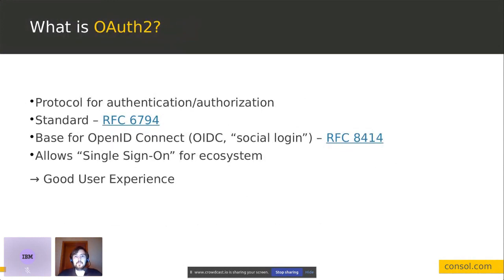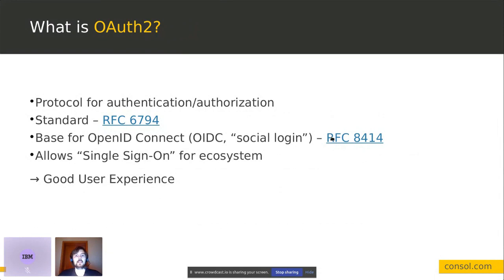This is where OAuth 2 comes in. It's a protocol for authentication and authorization. It's standardized in RFC 6749. So we don't have a specific login. There are a lot of providers for OAuth 2. We are not bound to a specific implementation. And it also builds the base for OpenID Connect, or short OIDC, better known as social login, so social login with Google, Facebook, and so on. OIDC is also standardized in RFC 8414.